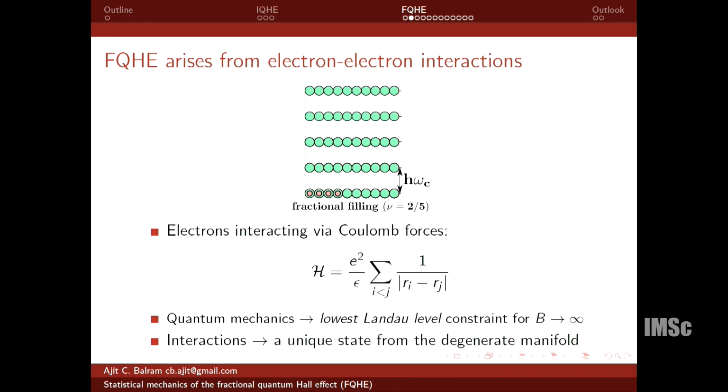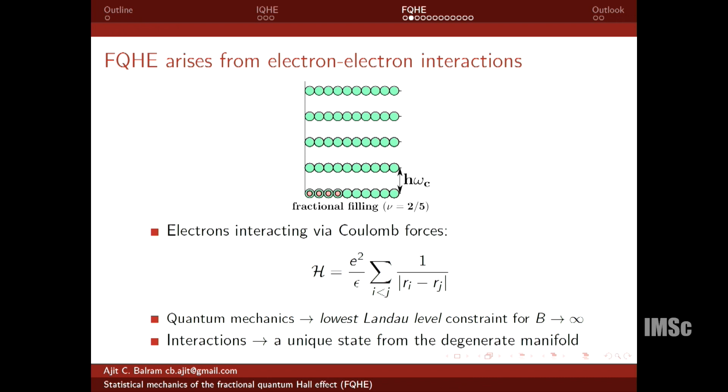So in general, if you have no interactions between the electrons, then this is a highly degenerate manifold, right? You have 10 choose 4 ways of filling 4 particles in 10 orbitals. But there are always interactions between electrons, because electrons are charged particles, and charged particles interact via Coulomb forces. So in this highly degenerate manifold, once you take Coulomb forces into account, you get a unique gapped state. So that is how you get fractional quantum Hall effect. That's what produces the gap. The Coulomb interaction somehow from this highly degenerate manifold picks a unique state.